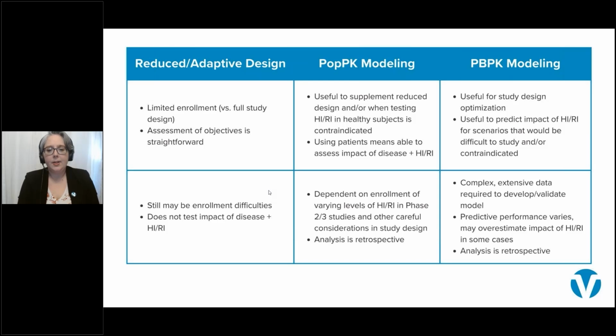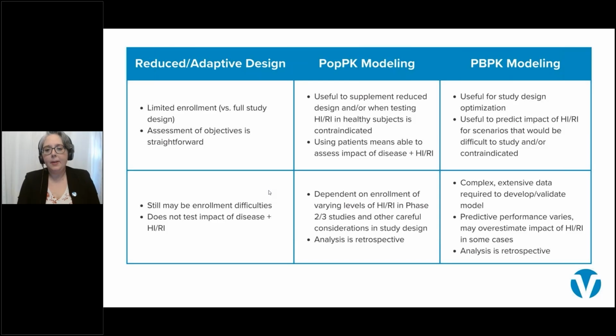Additionally, using patients means you're able to assess the impact of disease on hepatic and renal impairment. So that would be when you're using your data from phase 2 and 3 studies. But you do need to take into consideration proper design of those studies and the prevalence of hepatic and renal impairment in your studies. You also have to be careful that you're collecting the correct data and assessing measures of hepatic and renal impairment along with your other assessments.